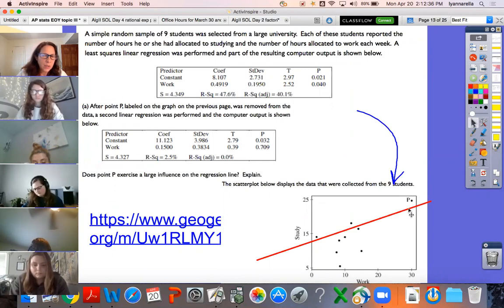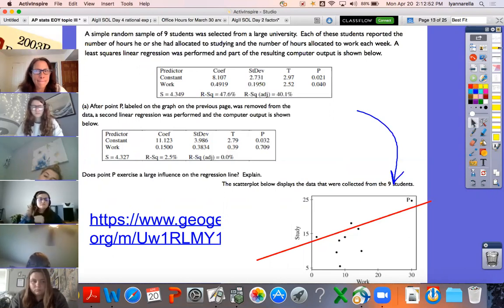Now, if it's really close to the line, like if P were right down here, it's not going to bend the slope because it's going to actually catch the line. But for every bit it raises up or pulls down, it will have an undue influence on the slope of that line. So that's the only reason I put this one in there. Okay.